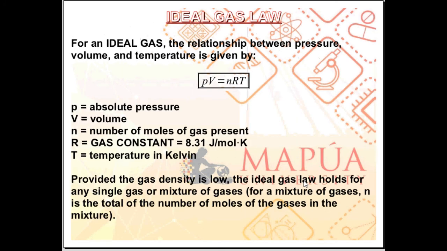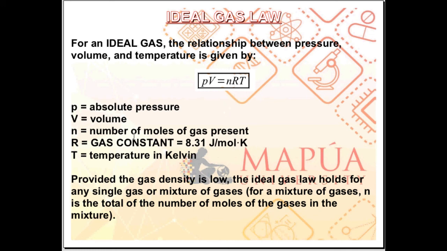Speaking of ideal gas, let's take a closer look at the ideal gas law. For an ideal gas, the relationship between pressure, volume, and temperature is given by PV is equal to nRT, as we have mentioned in the previous slide. PV is equal to nRT. P is absolute pressure. V is the volume of the system or gas. And n is the number of moles of gas that is present in the sample or in the system.